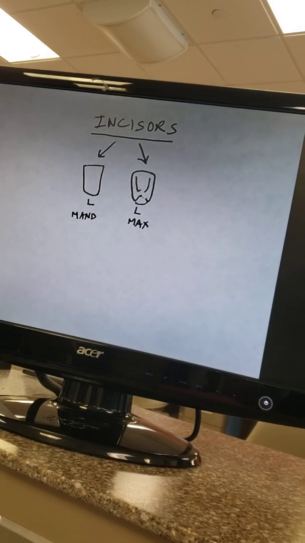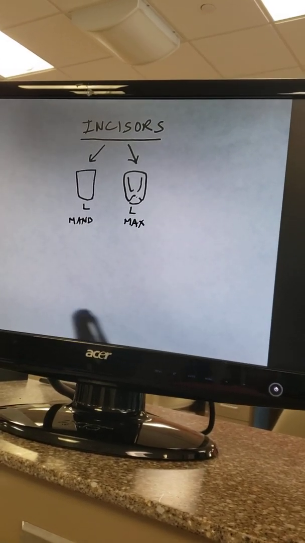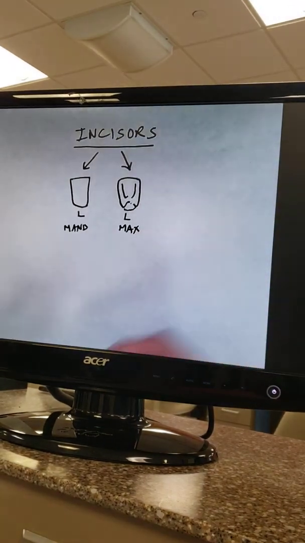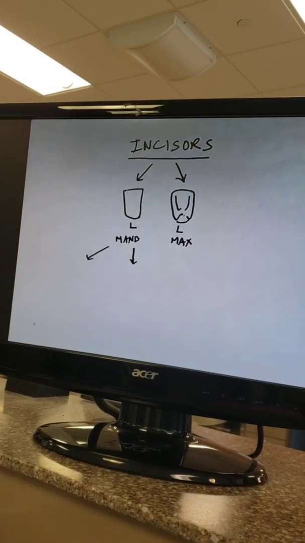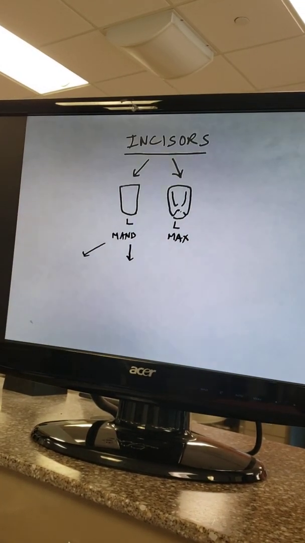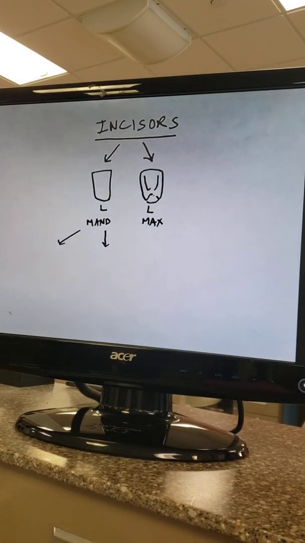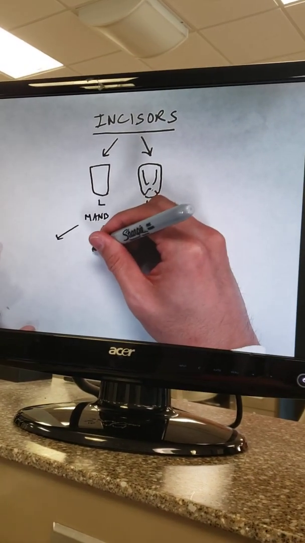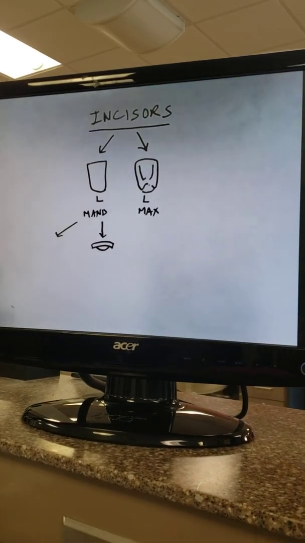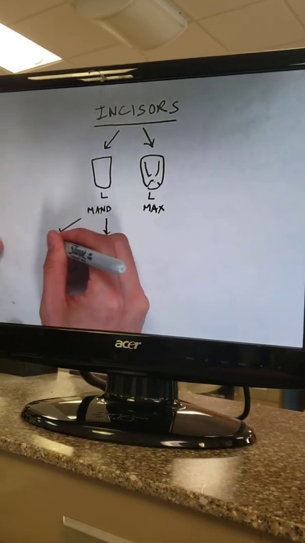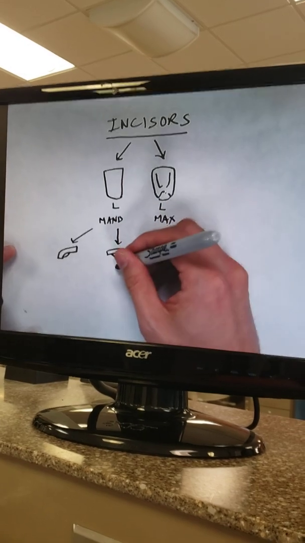All right, so once you know if it's maxillary or mandibular, then we're going to branch off. Now we're going to tell the difference between centrals and laterals, okay? I'll do this for the mandibular first. So the next step is central versus lateral. For this, you need to turn it and look at it from the incisal. So you're looking down the cutting edge of the tooth. So this is the incisal view, okay?